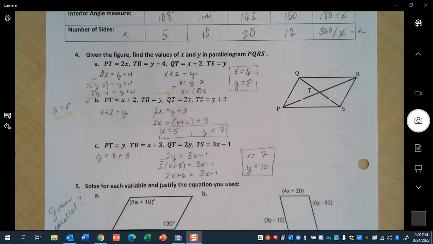Y is equal to x plus 2. I plug that in there. Instead of y, x plus 2. Here, y is equal to x plus 3. Instead of y, x plus 3.